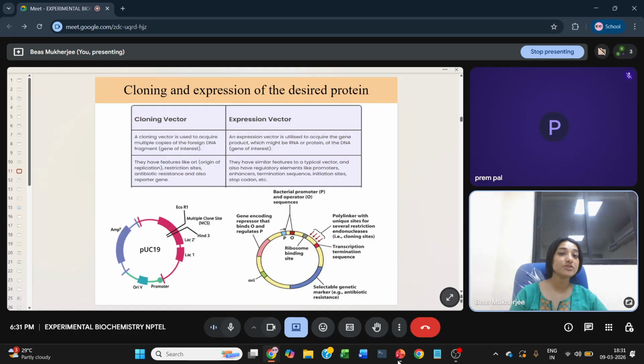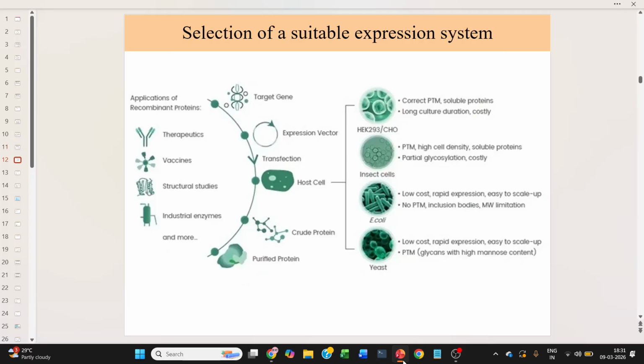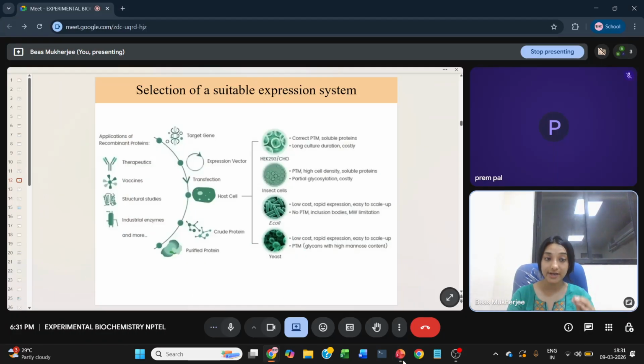They have similar features to a typical vector and also have regulatory elements like promoter, enhancer, termination sequence, transcription start site, translation start site, initiation site and stop codon. So all of these different components need to be there to ensure that this gene of interest is transcribed into mRNA of interest, and then the machinery of the bacteria forms proteins from there, right? So all of these different sequences need to be there in the expression vector.